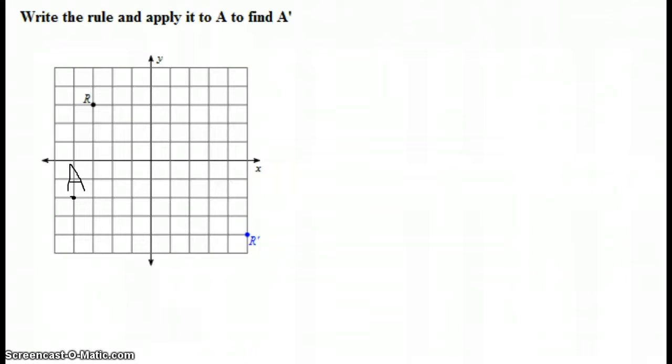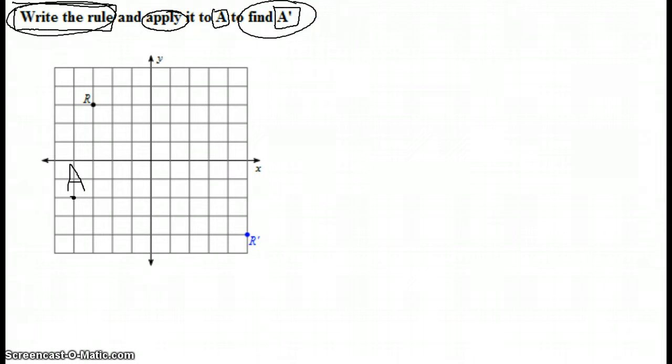This section says write the rule and apply it to A to find A prime. In order to do this, I need to annotate my problem first. I'm going to write the rule and apply it to A and to find A prime. This is what I'm looking for, finding A prime, as well as writing the rule.